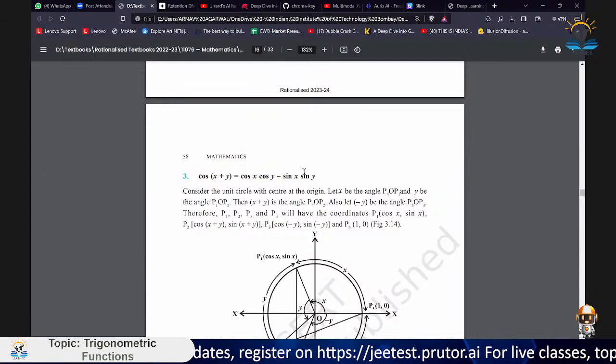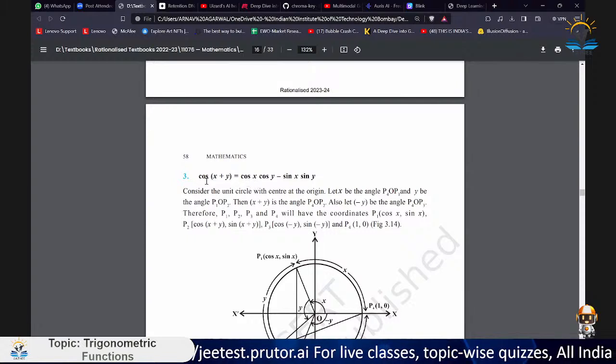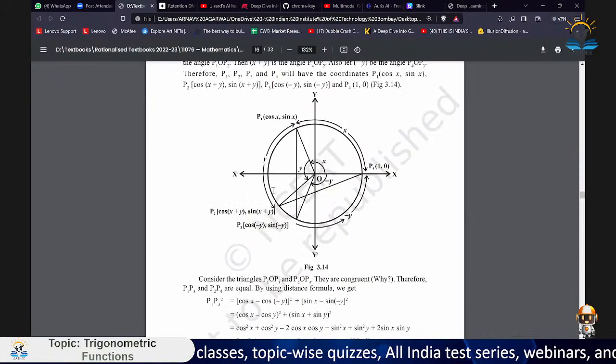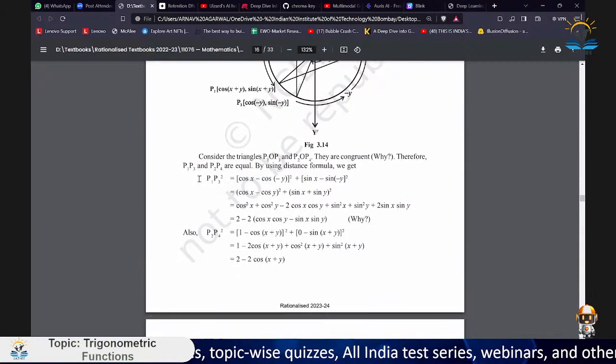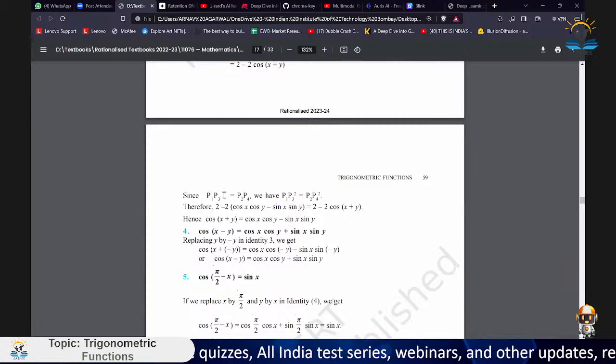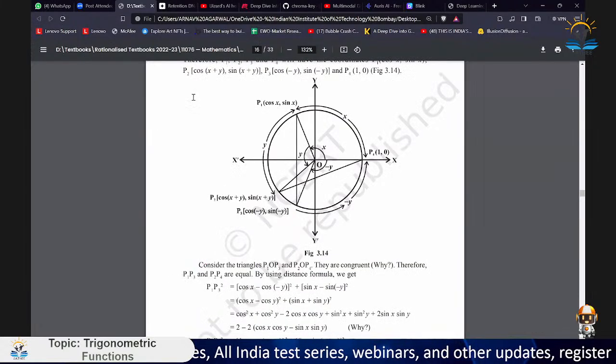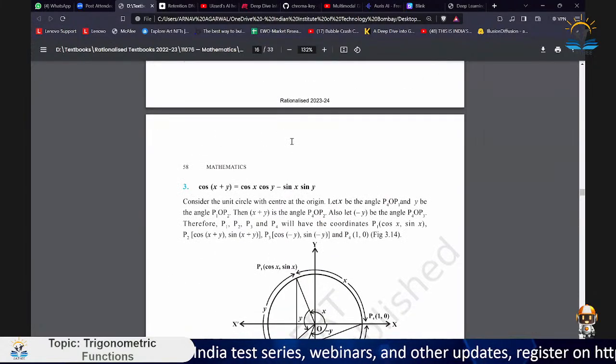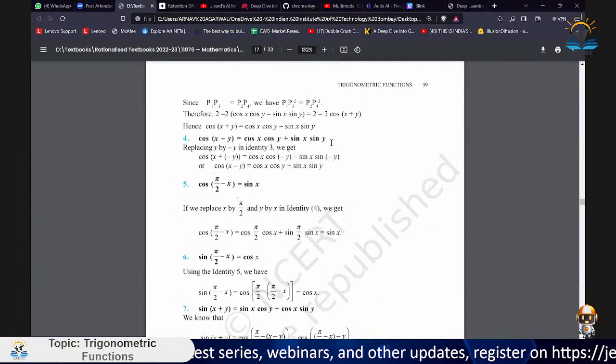This is used extensively, right? So cos(x plus y) is equal to cos x into cos y minus sin x into sin y. Remember that. Similarly, we can replace y by minus y in this equation and we get cos(x minus y) is equal to cos x cos y plus sin x sin y.